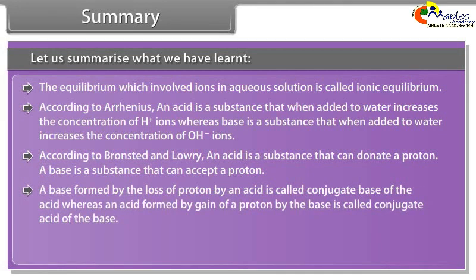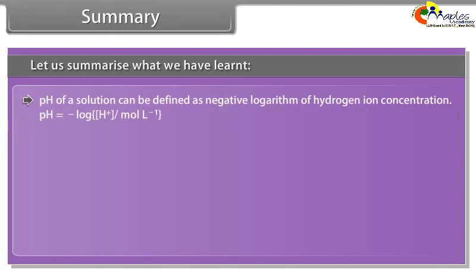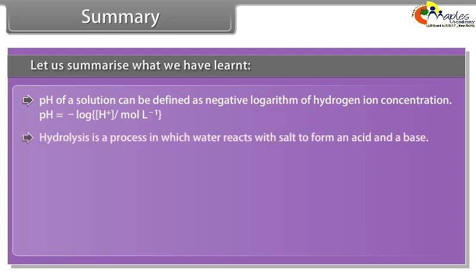A base formed by the loss of a proton by an acid is called the conjugate base of the acid, whereas an acid formed by gain of a proton by the base is called the conjugate acid of the base. According to Lewis, an acid is a substance which can accept a pair of electrons. A base is a substance which can donate a pair of electrons. pH of a solution can be defined as the negative logarithm of hydrogen ion concentration. Hydrolysis is a process in which water reacts with salt to form an acid and a base.